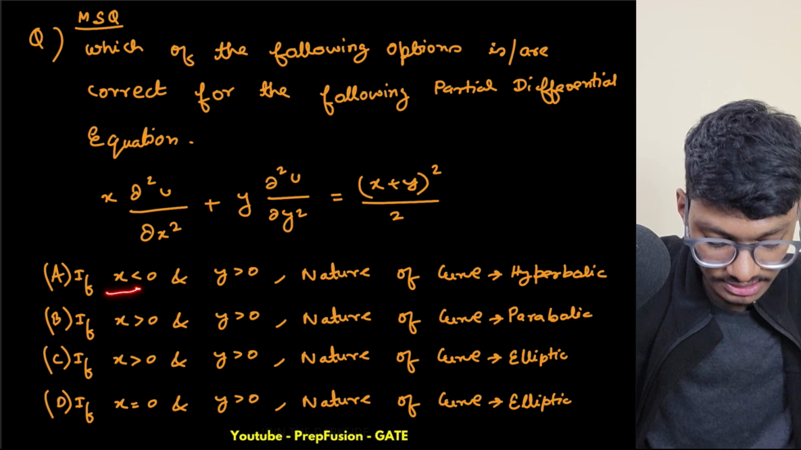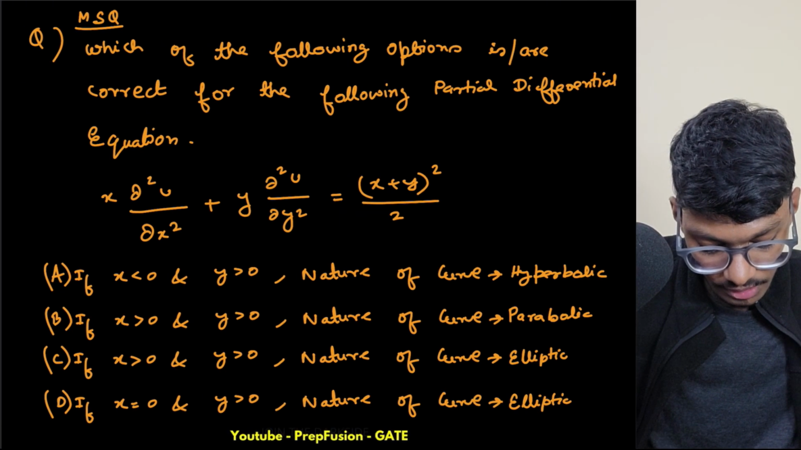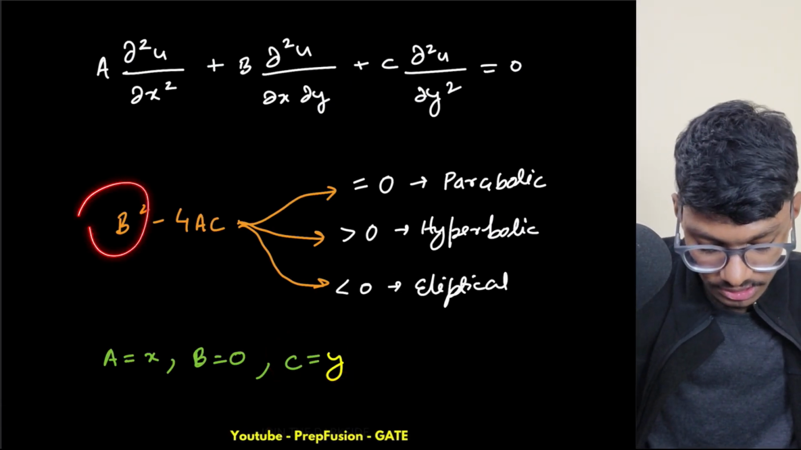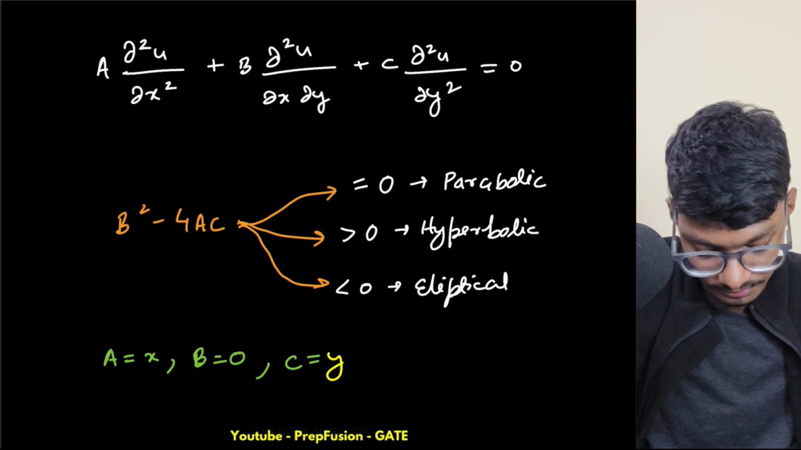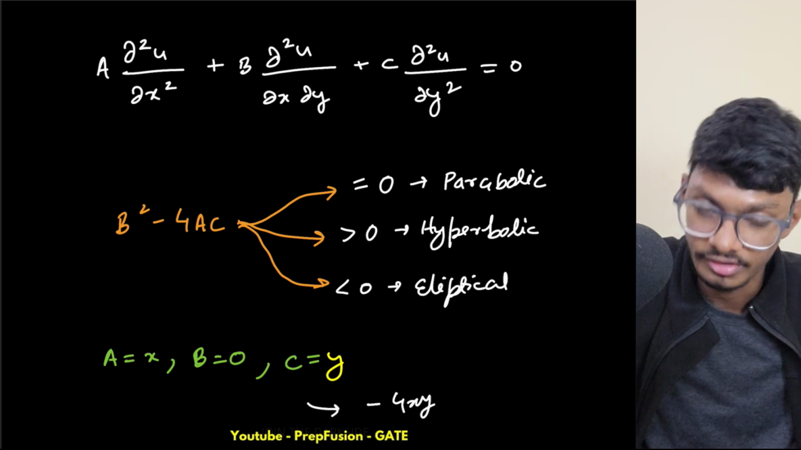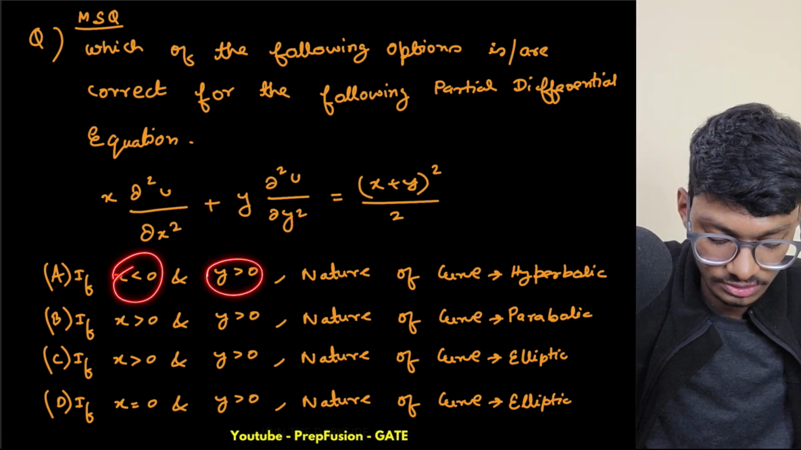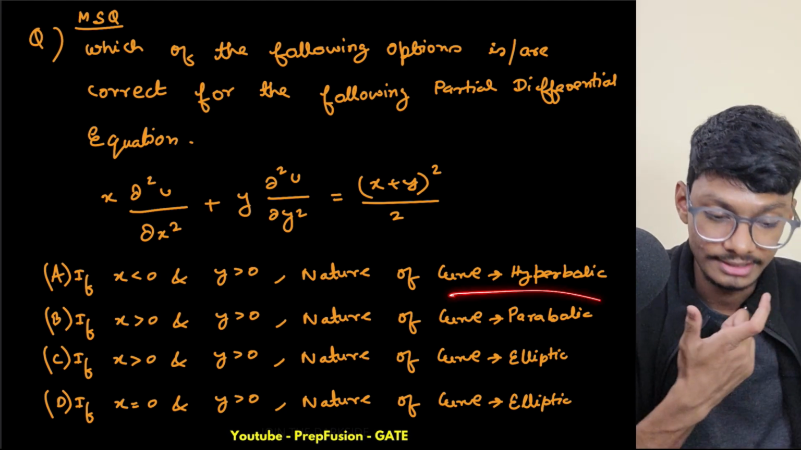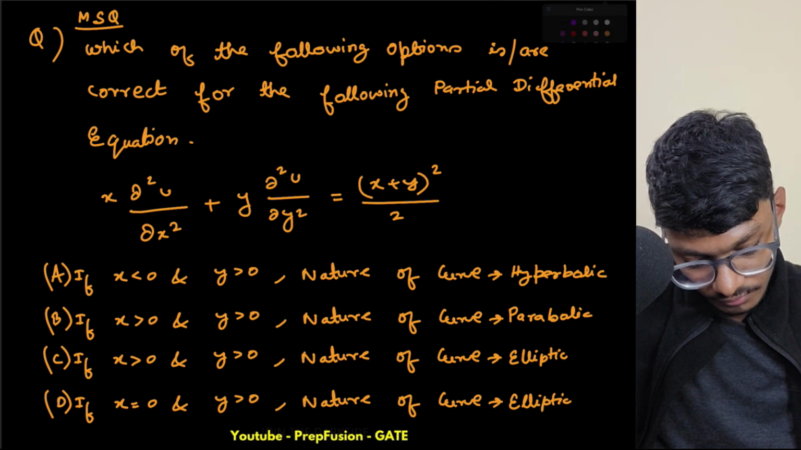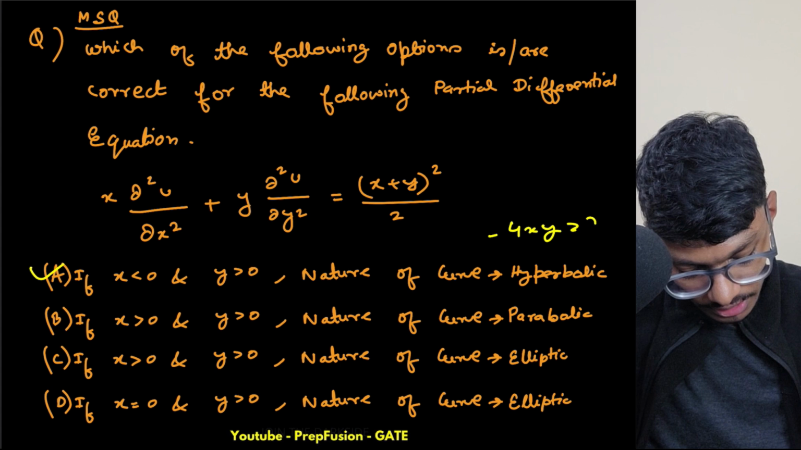So if x is less than 0, that means a is less than 0 and y is greater than 0 so c is greater than 0. So b is 0 anyway, so this becomes minus 4ac, minus 4xy. Okay, so we have to compare with minus 4xy. One of them is negative, one of them positive, so overall it becomes positive, and yes, it is hyperbolic. So option a will be correct, as minus 4xy is greater than 0 over here.